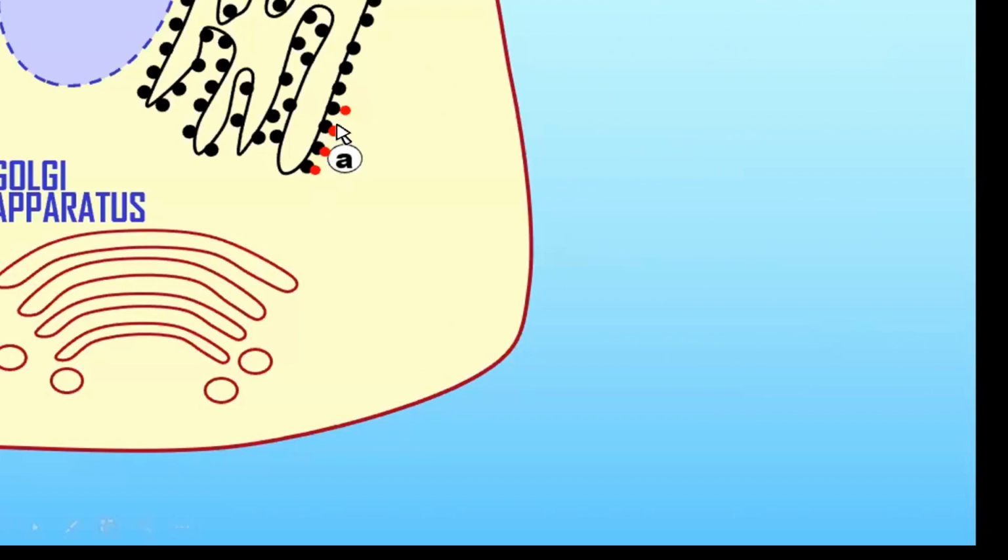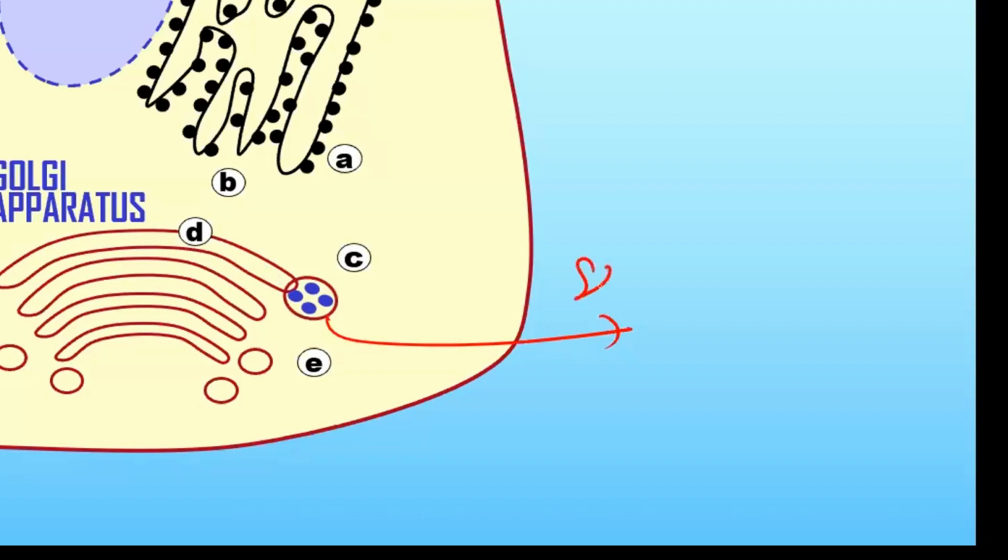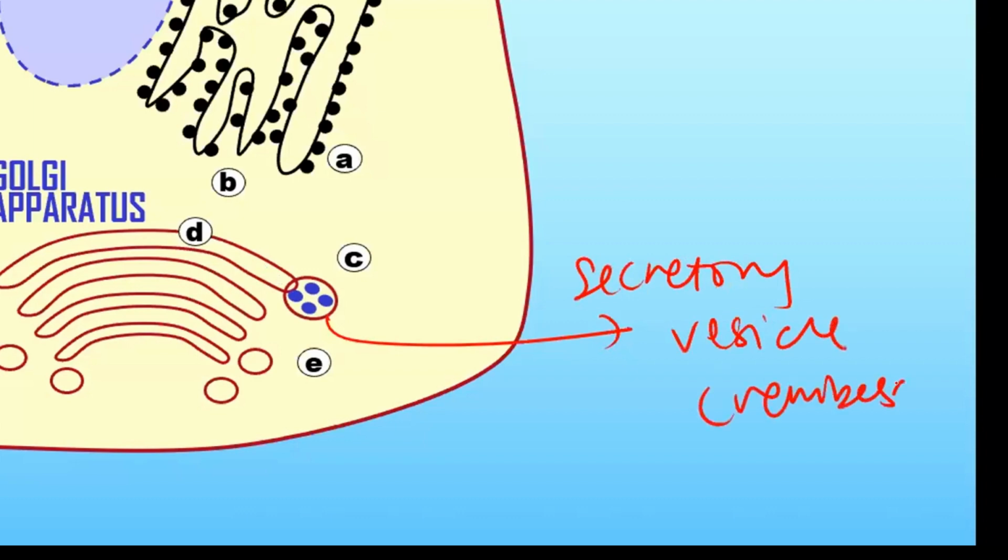Protein synthesized by ribosome will enter rough ER, rough endoplasmic reticulum. In the exam, you must write the full name. Then this is packed in a transport vesicle, carried to the Golgi apparatus, modified into enzyme. And guys, next question, revision. What is this now? Secretory vesicle, very good. Vesicle rembesan, in BM, vesicle rembesan.